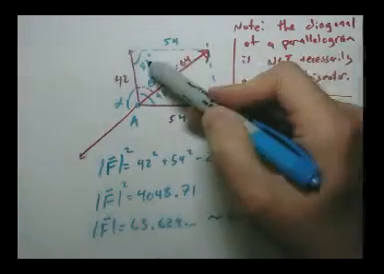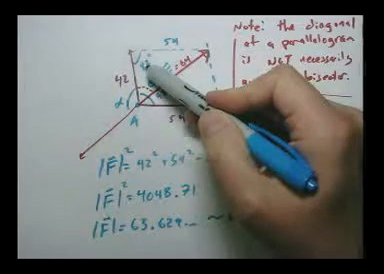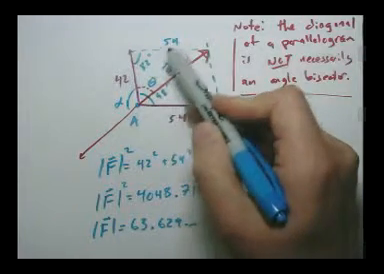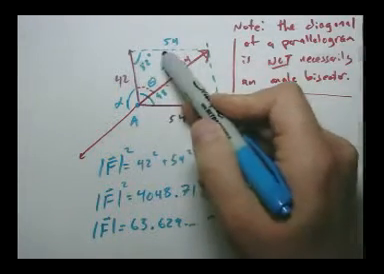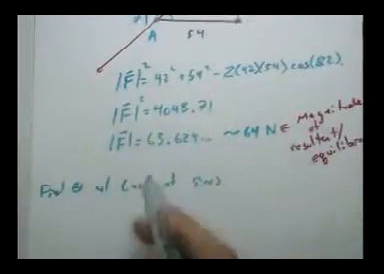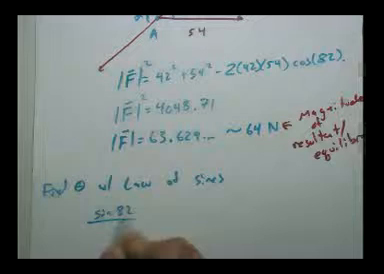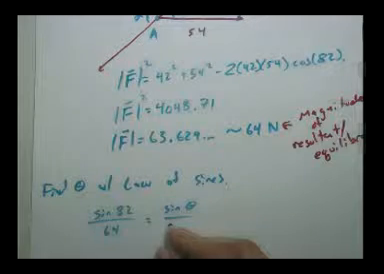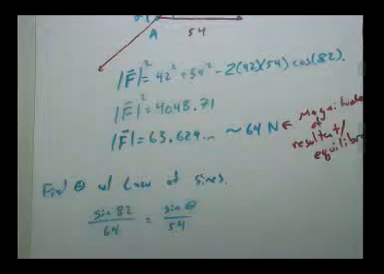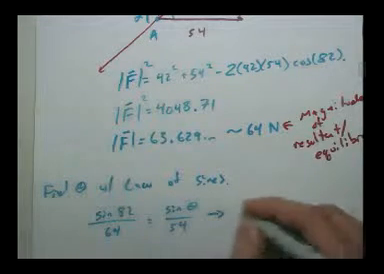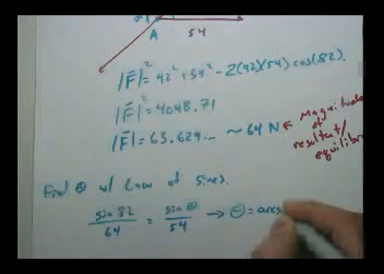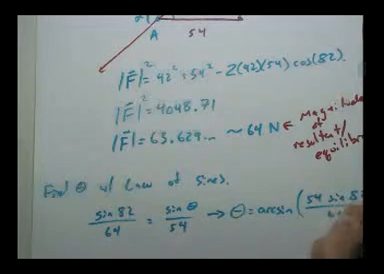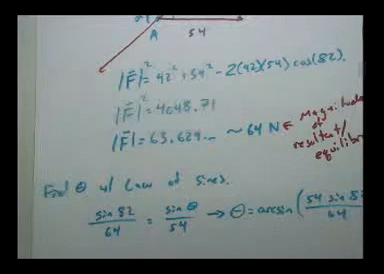So I have, remember we need a combo. I've got 64 and 82 degrees as a combo. And I need this angle, which means I'm going to use the 54 as my other side, right? We always need opposite sides. So we take our combo and we set it equal to the thing that we don't have. And we solve for theta. So theta will be the arc sine of 54 times the sine of 82 over 64.